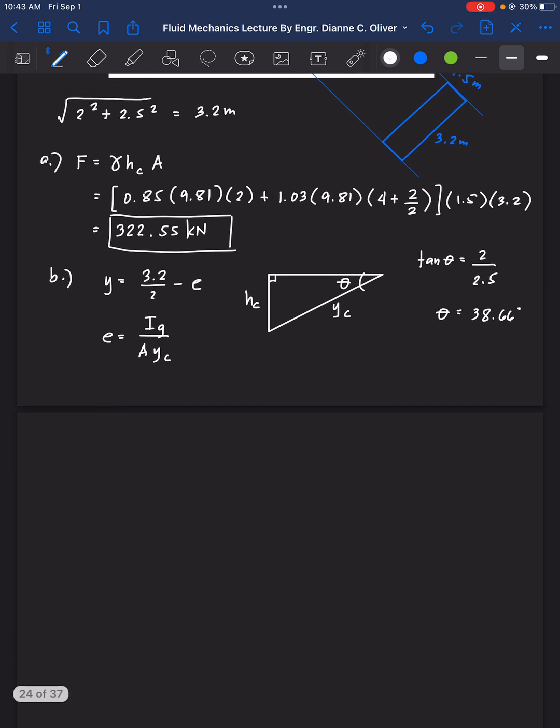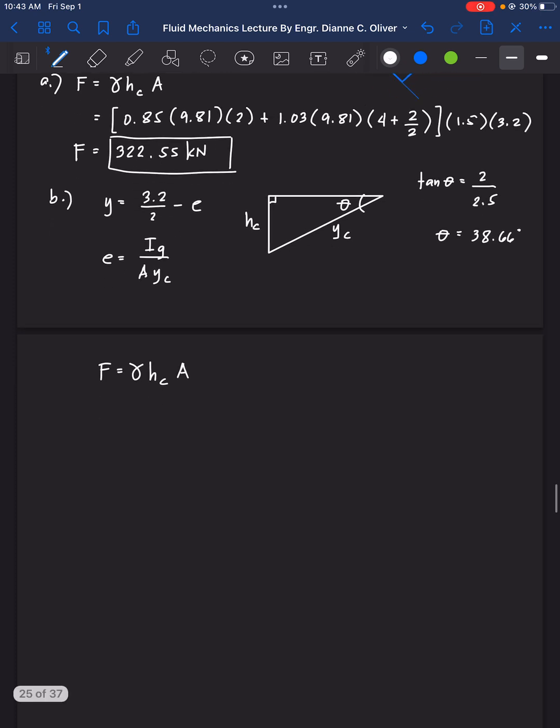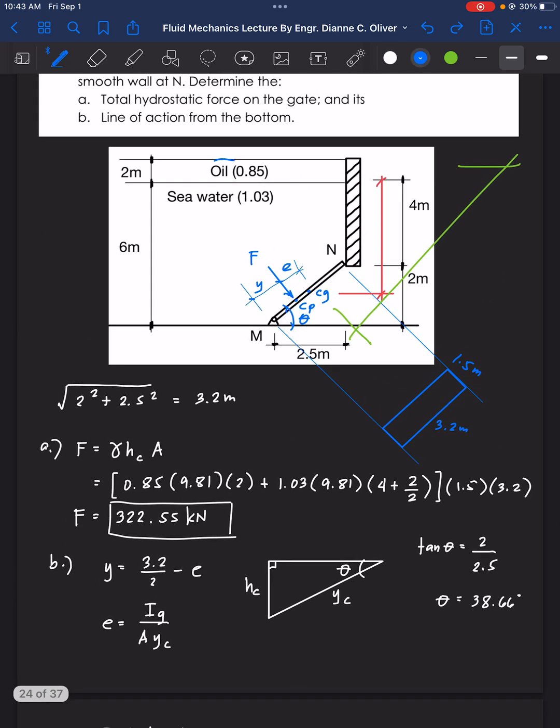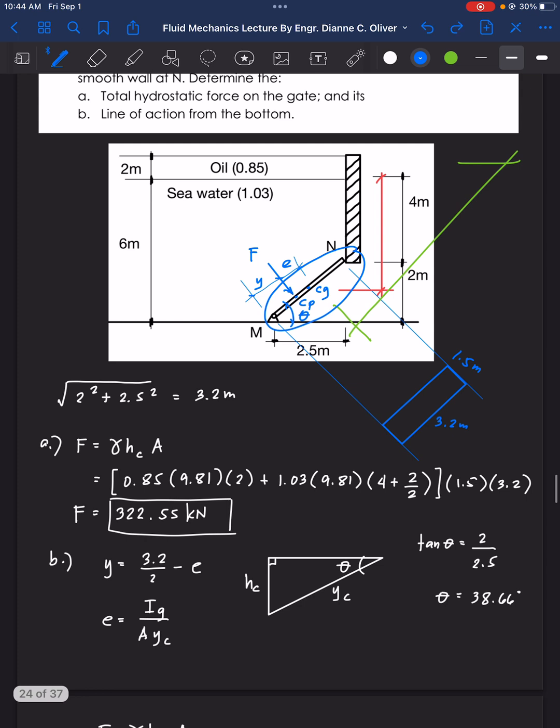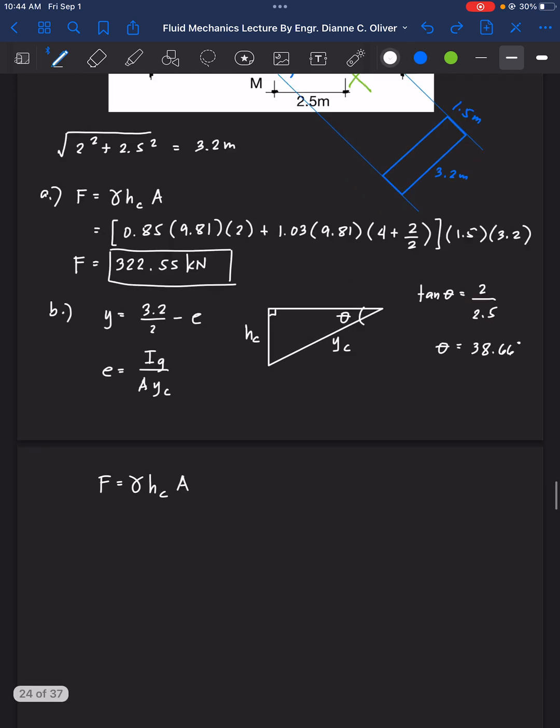And we can now find the value of HC by using the total hydrostatic force that we were able to solve in letter A. So F is equal to gamma HC A. How about the unit weight? What unit weight are we going to use? We will use the unit weight of the liquid that our submerged object touches. From these two liquids, oil and seawater, the liquid being touched by our gate here is the seawater. Therefore, we will use the unit weight of seawater.